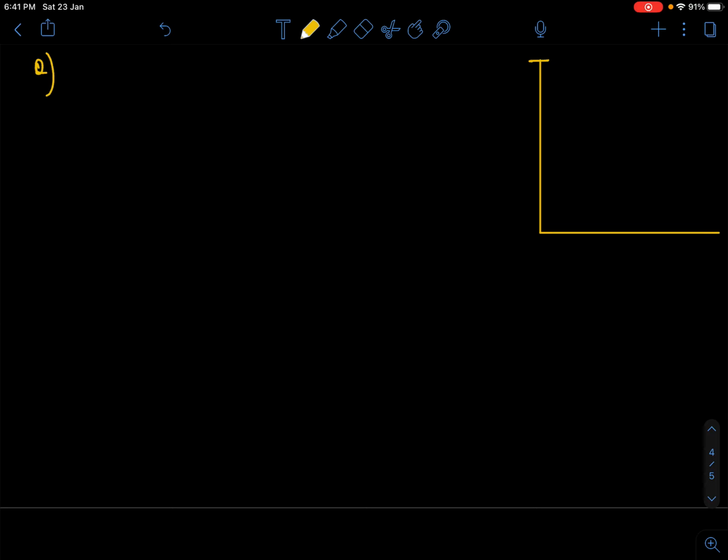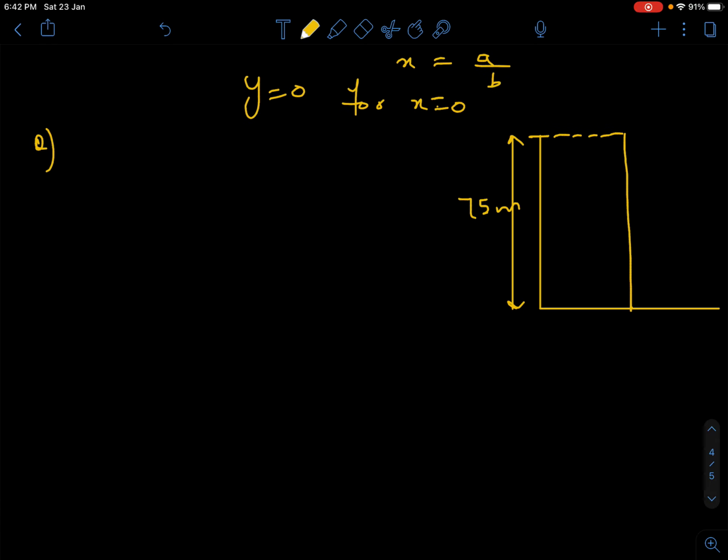Okay, this is a building which is 75 meters tall. Okay, so you have to find, and here it has been launched from t equals 0.